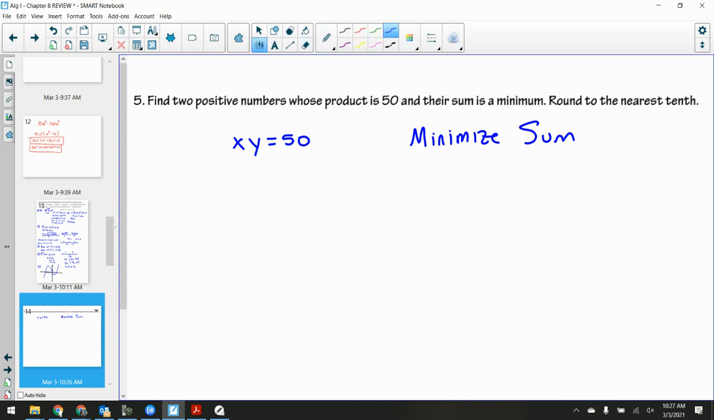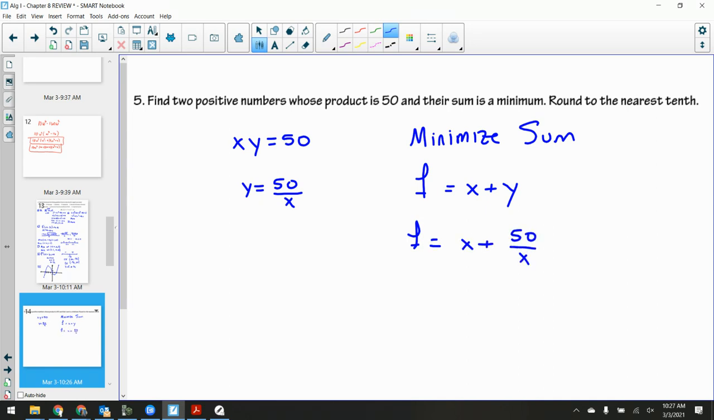So I'm going to minimize the sum. So really, F, you could just call it whatever you want. S equals, F equals, whatever. F equals x plus y. So I'm going to minimize the sum, knowing that the product is 50. All right, so that means that I can solve this for y. y is equal to 50 over x. So that means F is really x plus 50 over x.